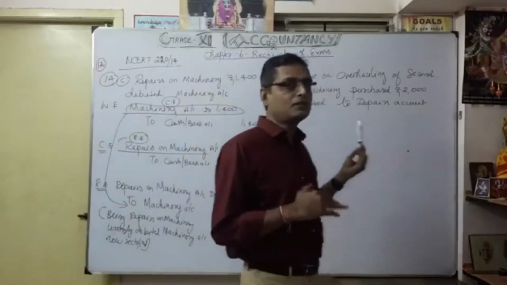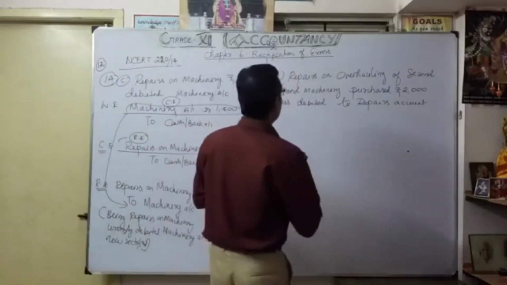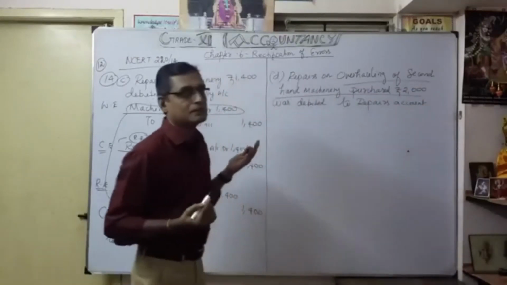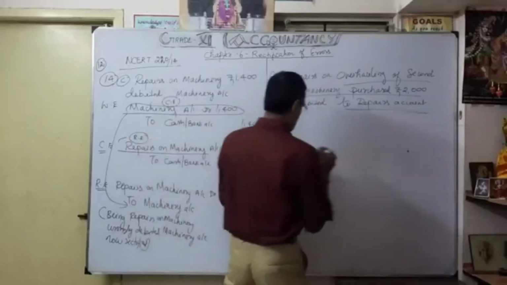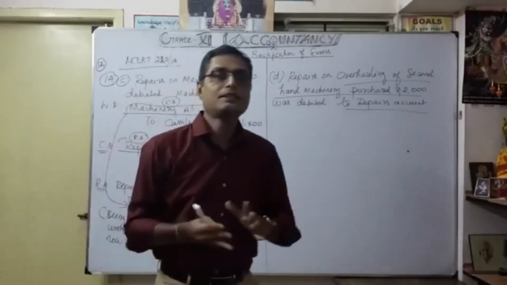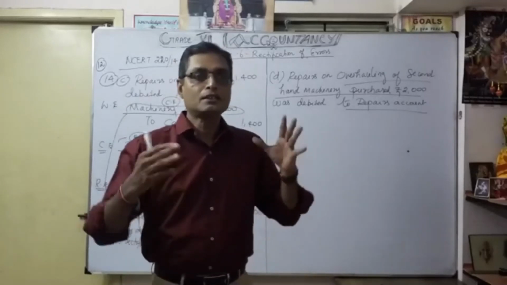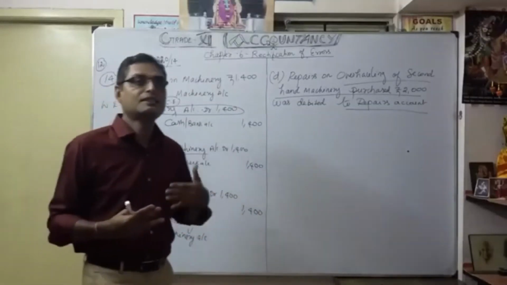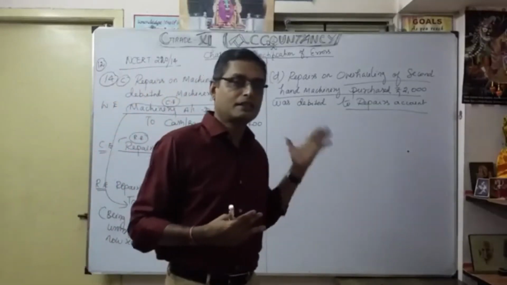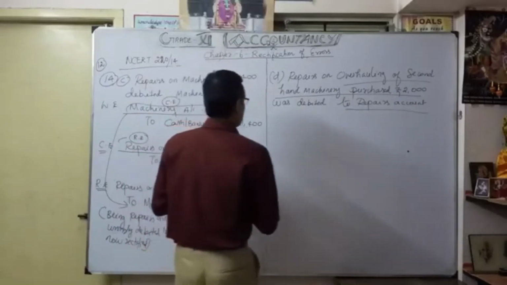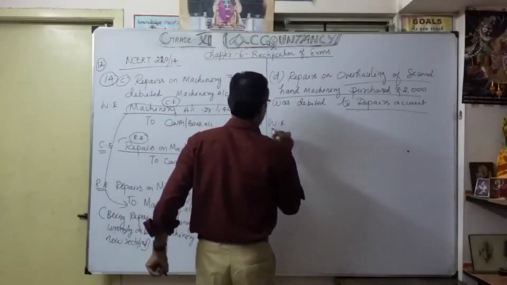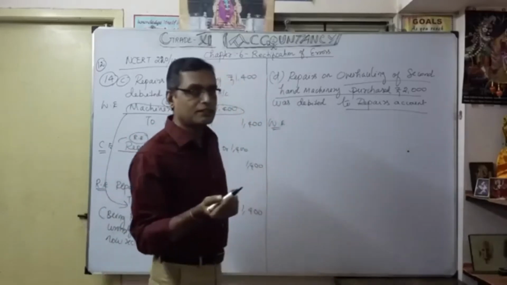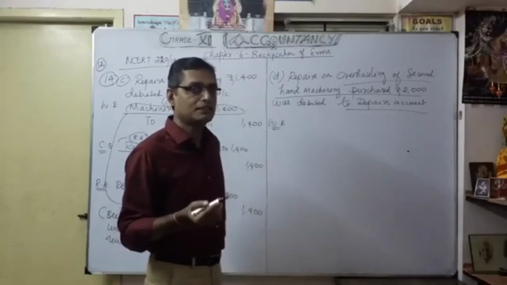This is also the same kind. See the slight difference. Repairs on overhauling of second-hand machinery purchased. What happened? They debited it to repairs account. Understood now? We purchased second-hand machinery for overhauling. As a machinery, naturally it gives longer benefit, so we consider it a capital expenditure. But what happened? They considered it a revenue expenditure. So what is the wrong entry? First, the wrong entry is repairs account, which means they considered it a revenue expenditure.